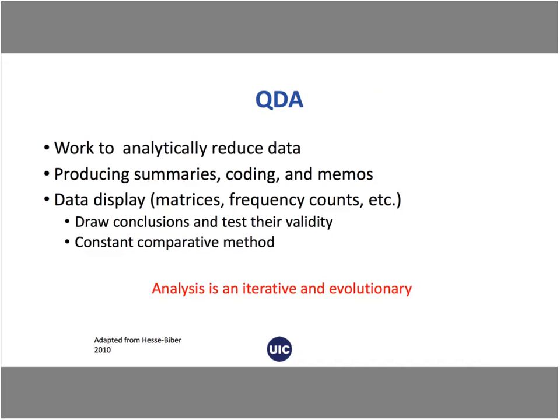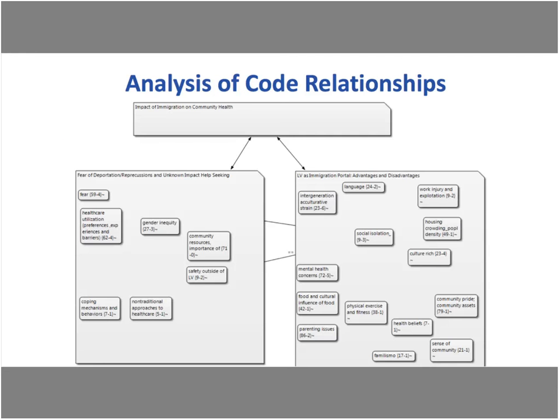So qualitative data analysis helps you work to analytically reduce your data. It helps you produce summaries of the meaning in the data. It can help you display the data to help you make meaning. And the important thing to remember is analysis is an iterative and evolutionary thing. You know you finally have identified meaning in the data when you feel like your data has reached saturation and you can clearly articulate the meaning in the data.